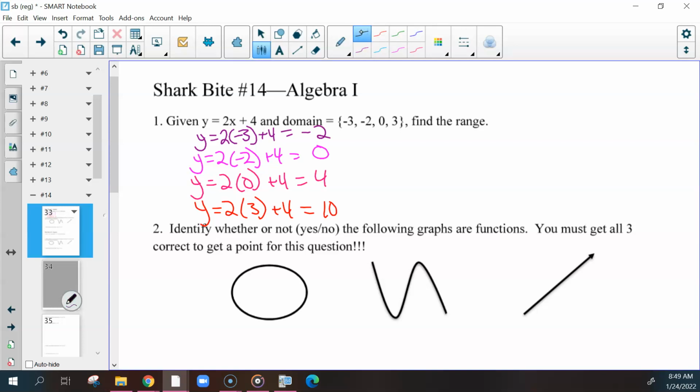So when we list out our range, it has to be least to greatest with no repeats. So that would equal negative 2, 0, 4. Do we have any questions on that one?